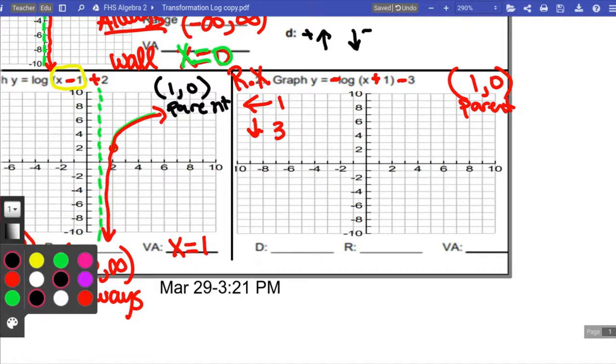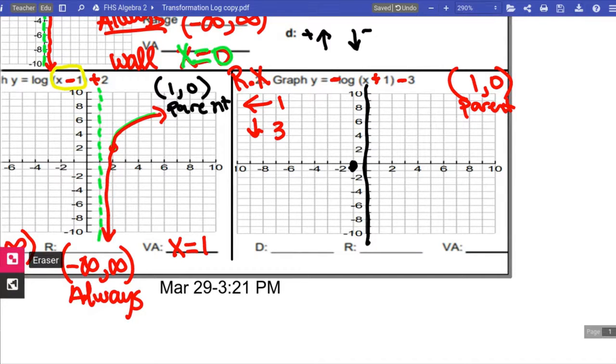Let me plot our (1, 0) right here. We need to do a reflection over the x-axis. Where's the x-axis? This is the x-axis. Reflect over that. Boom. All right, let's erase. Then it's going to move left 1 and down 3: left 1, down 1, 2, 3. It's right here. And then remove the old one. Boom.